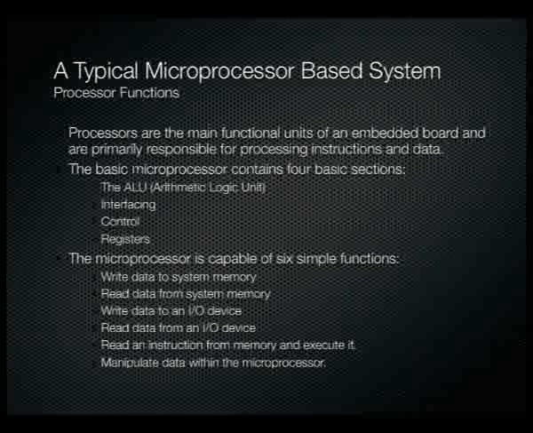A microprocessor is effectively capable of 6 simple functions. These are being able to write data to system memory, read data from the system memory, write data to an I/O device of some kind, read data from that I/O device, read an instruction from memory and execute it, and of course manipulate data within the microprocessor. So they are the 6 simple functions that a microprocessor can do.